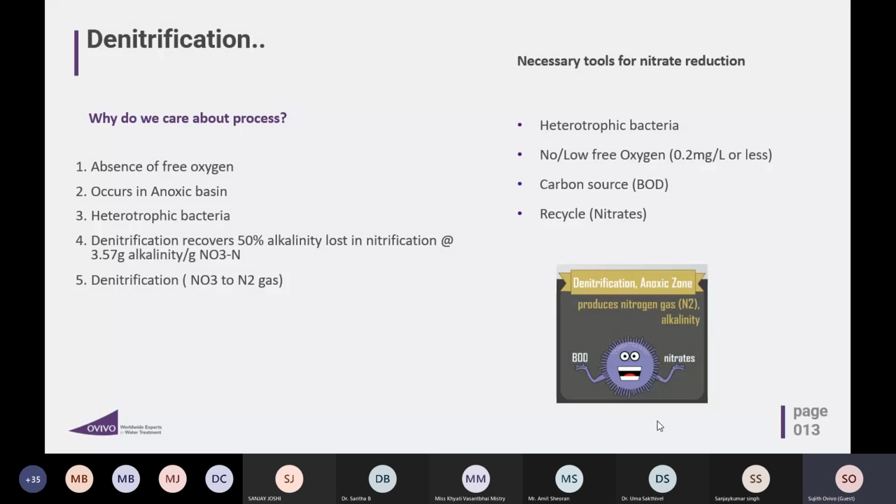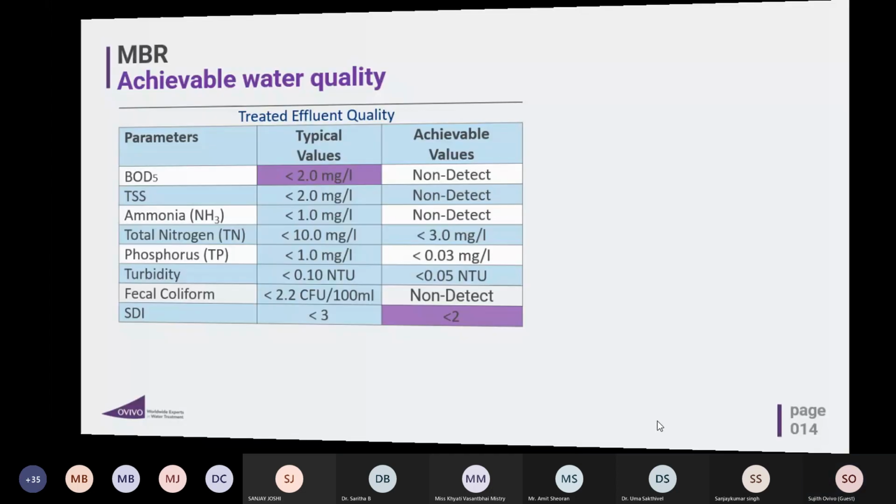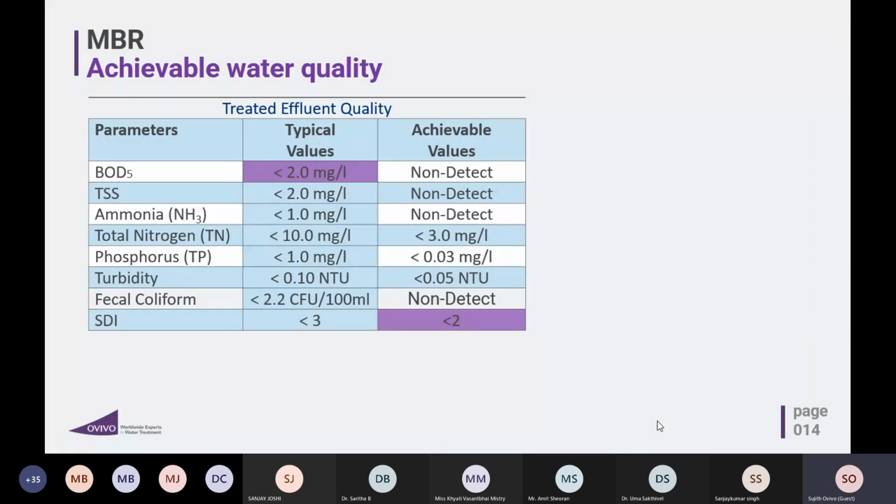So we talked about how BOD is getting degraded. We discussed nitrification and what kind of bacteria is working on it, and denitrification, what the tools required are and what conditions you need to maintain. So by doing this, what kind of water quality are you going to achieve? Though I told you it's less than 5 ppm, those are the guaranteed figures, being a company.